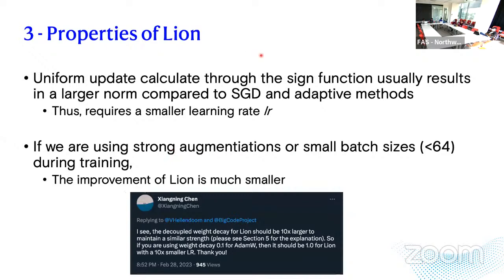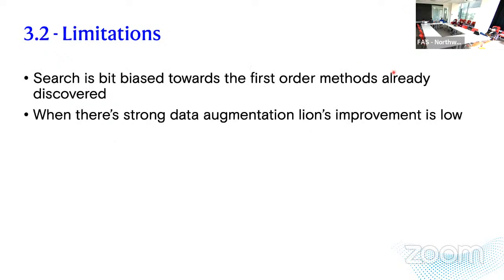In terms of using Lion in our experiments, they say that because of this sign function, the updates become much, much larger. So we need to actually use a learning rate about 10 times smaller. And if we already have strong augmentations in place, the improvement from Lion might be a bit smaller. So those are some intuitions that we can take.